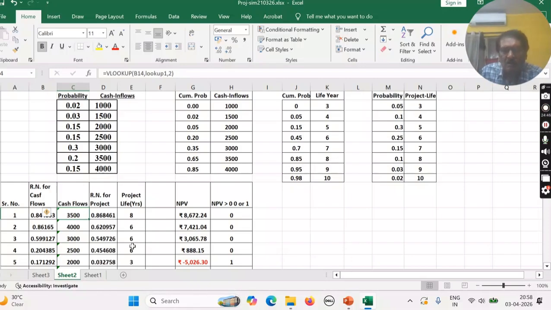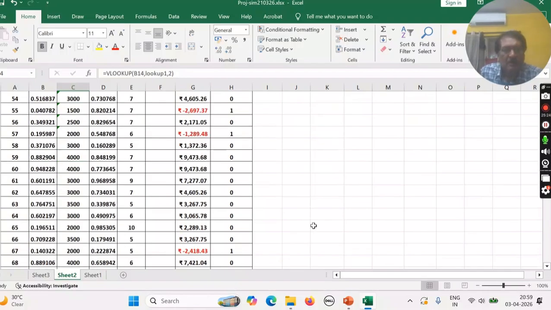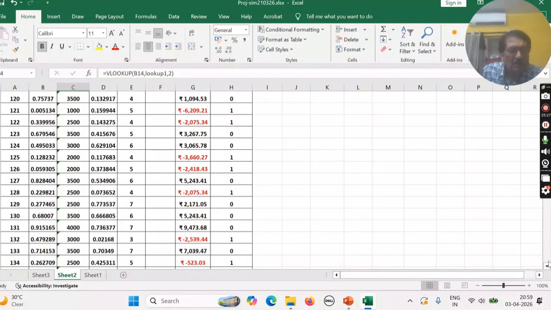In this way, I am not discussing all the items, just a few. For 0.45, what is the project life? 0.4546, that means just up to this, that is 6 years. In this way, for 0.03, which one will you take? Up to 0.0 will be 3 years. So in this way, 500 observations we have done.